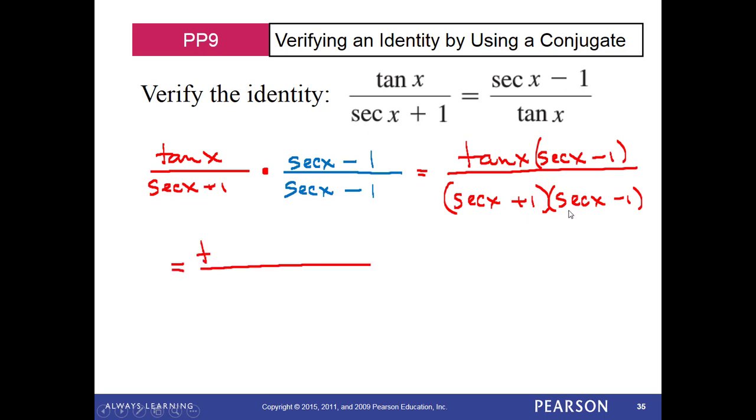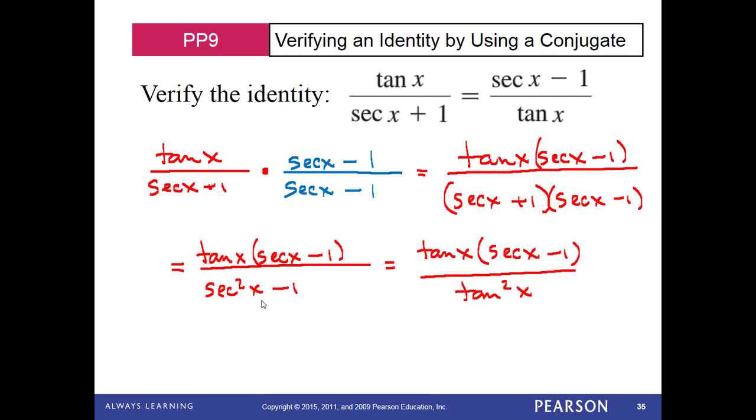So on top, leave everything else the same. On the bottom, we're going to multiply this here. So secant x times secant x is secant squared x. Then a minus secant x and a plus secant x cancel each other out, and 1 times negative 1 is negative 1. And then we know this little identity. That is just tangent squared. So on top, I have tangent of x, secant x minus 1. On the bottom, now I have tangent squared x.